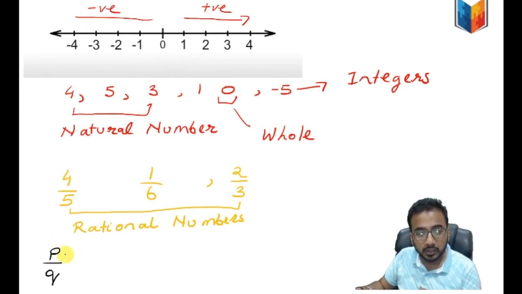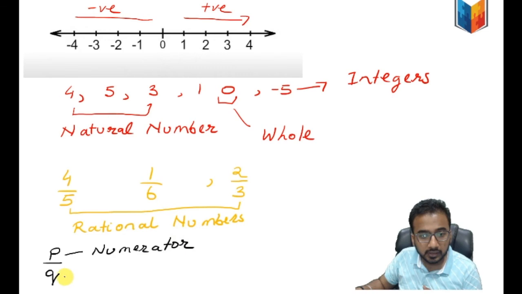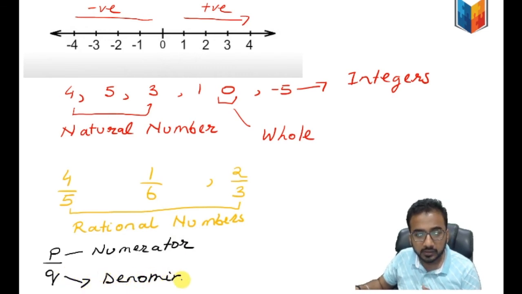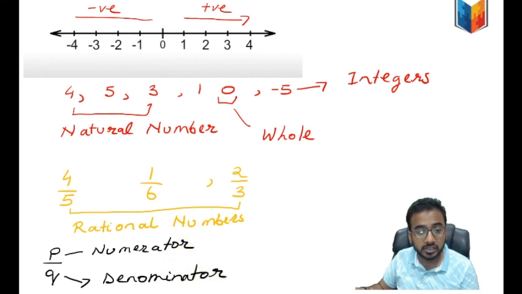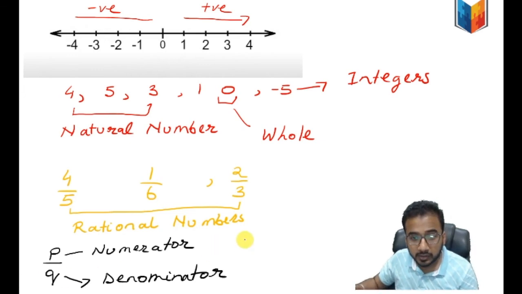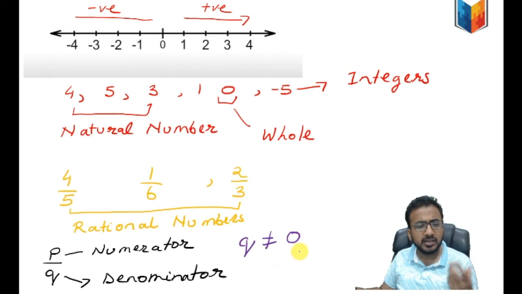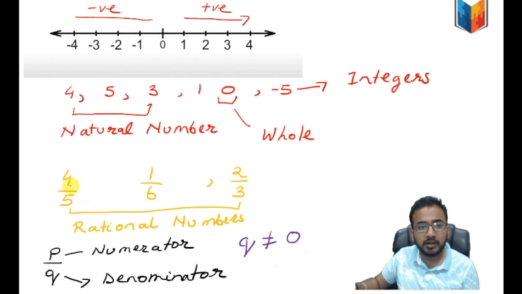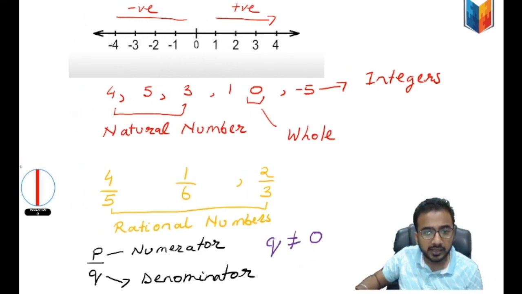What is P and Q? Your P is your numerator, we all have studied in fractions, and Q is your denominator. But a condition है. So there is a condition, students, which we will have to understand, that your Q must not be equal to 0. But ये क्यों? But why Q आपका 0 नहीं होगा?